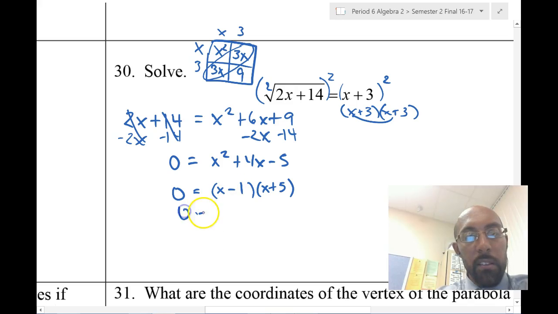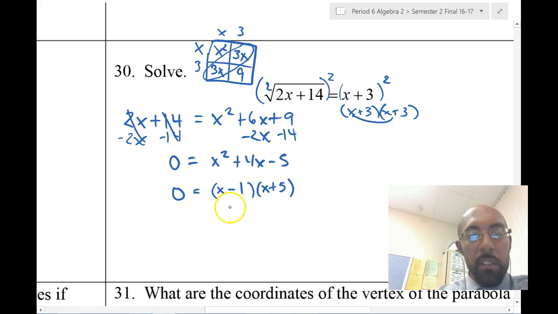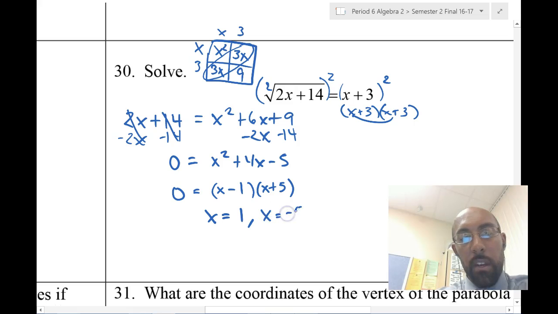Remember, x is a liar. So if this is x minus 1, then our first solution is x equals 1. And then if the second factor is x plus 5, then our solution is x equals negative 5.